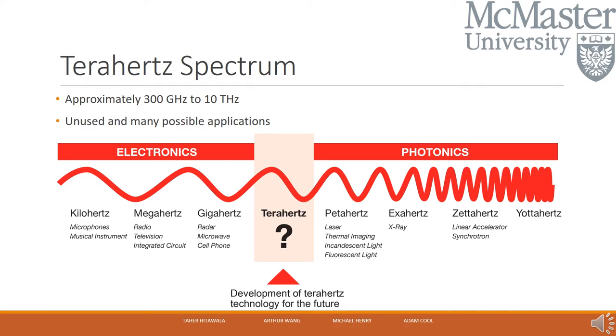First off, you're all wondering what terahertz even is. Well, don't be scared by its big name. It's just another frequency spectrum that exists from about 300 gigahertz to 10 terahertz. That's 300 billion hertz to 10 trillion hertz. This means any waves in this frequency have a wavelength of about 1 millimeter to as small as 0.03 millimeters.